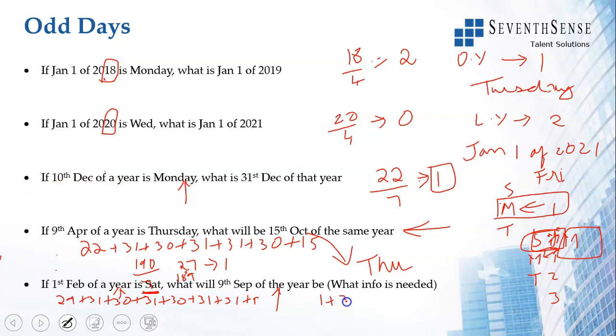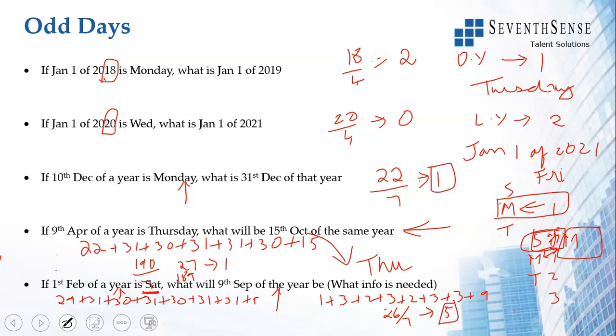1 plus number of odd days in March plus April plus May. How do you get 3 in May? 31 by 7, 28 with the remainder of 3, plus odd days in June plus odd days in July plus odd days in August plus odd days for 9 days of September, which is 9. So if you add this: 10, 15, 20, 26. 26 by 7 is remainder of 5.